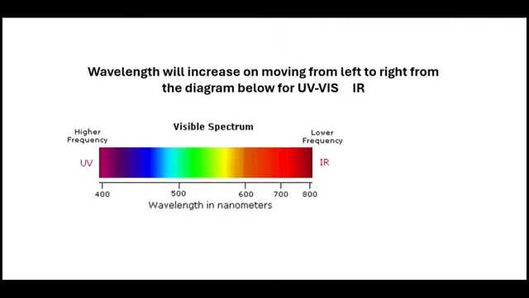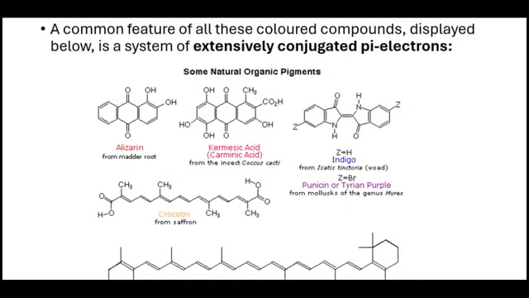So our eyes are able to see color within the range of this visible light. Wavelength will increase on moving from left to right, as shown in the diagram below, from UV at 400 to infrared at 180. So the wavelength moves across this.